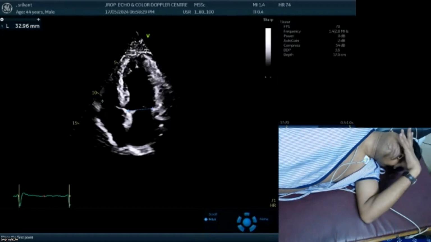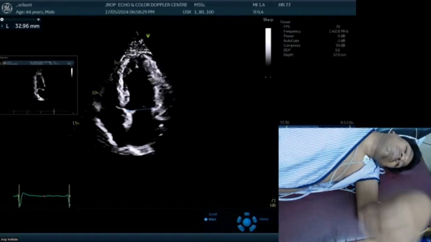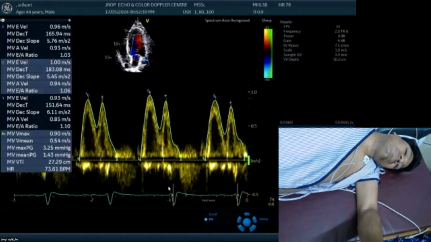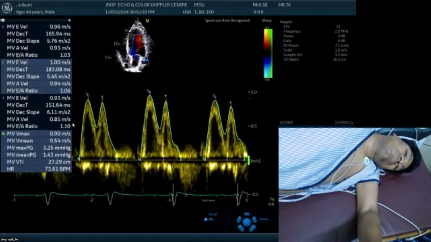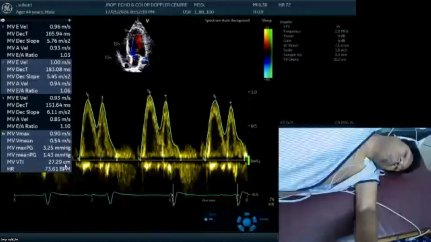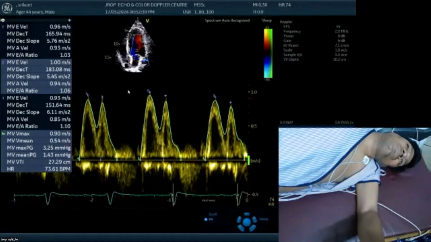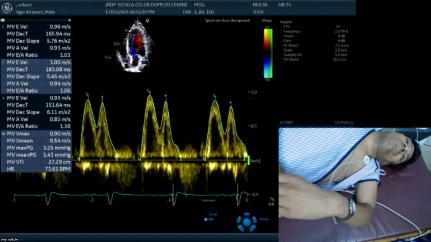The next part is mitral valve VTI. So I'll go to the mitral valve and trace it, as shown traced over here. And we got the VTI. VTI is 27.29 centimeters. So multiplying area into VTI gives you the stroke volume across the mitral valve. Okay, sir. Thank you, sir.